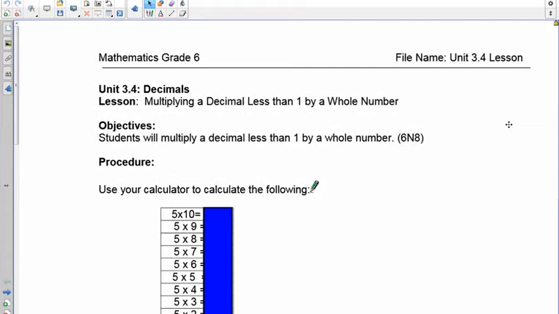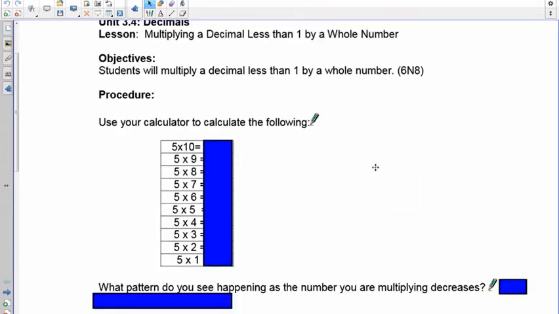Okay, welcome to lesson 3.4. In this lesson, we're going to take a look at multiplying a decimal less than 1 by a whole number. When you multiply numbers which are less than 1 by another number, what ends up happening is that they get smaller. So let's take a look at why that happens.